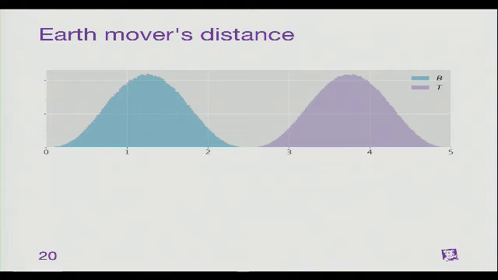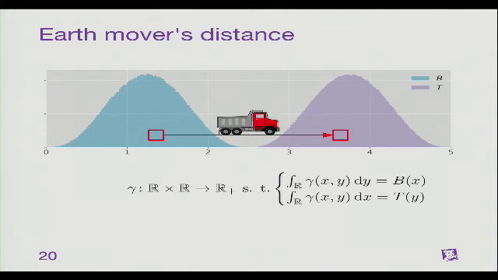So let's imagine that our two distributions here are heaps of Earth, and that our job is to move the blue distribution to make it match the purple distribution. So we're going to take each part of Earth in the blue distribution and bring it to an area in the purple distribution. So this way we define a mapping, which we can call gamma. Gamma of x and y is the amount of Earth that we move from x to y, and the conditions on the right here translate the fact that we start with the B distribution and we end with the T distribution.